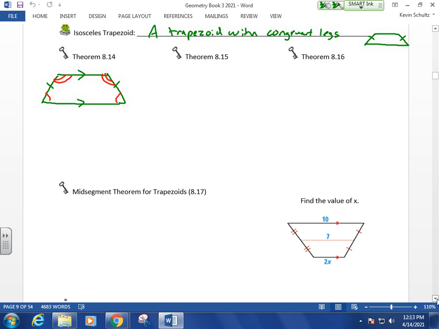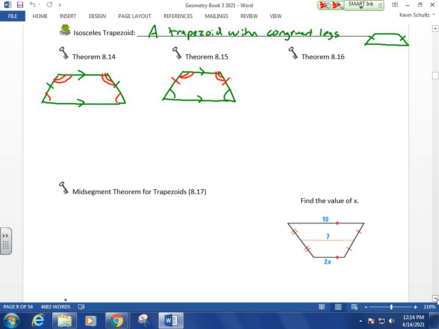Theorem 815, again, what we know will be in green, what we can conclude is going to be in red. This time, if we know, and we'll put our parallel lines here, that just one pair, doesn't matter which pair, of base angles is congruent, we can conclude it's isosceles. We can conclude that the other pair of base angles is congruent as well, and we can conclude that the legs are congruent, making it isosceles.